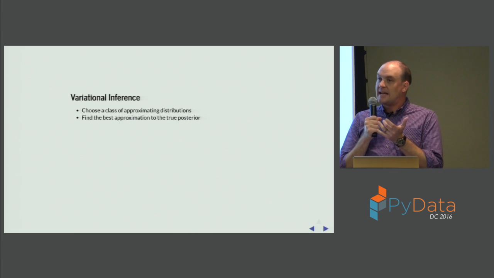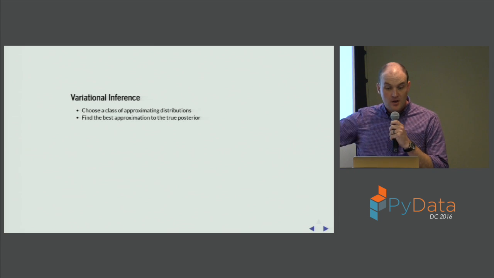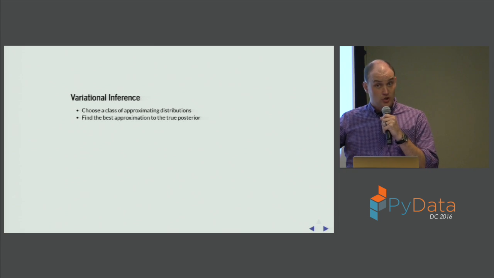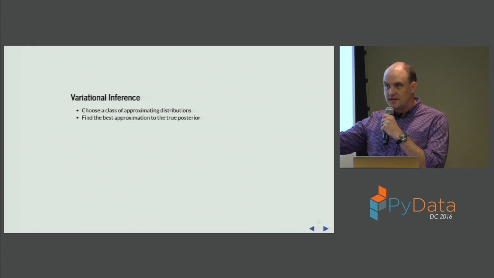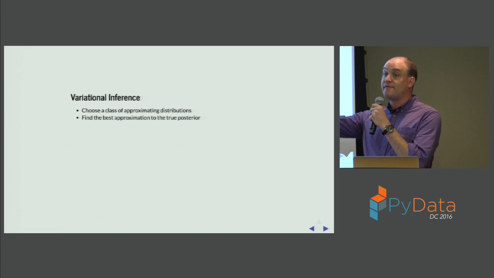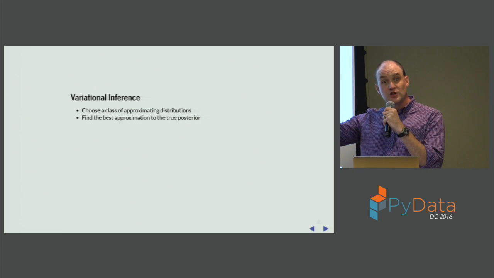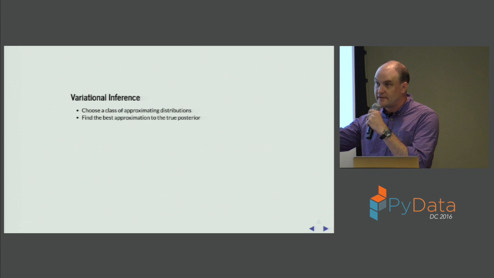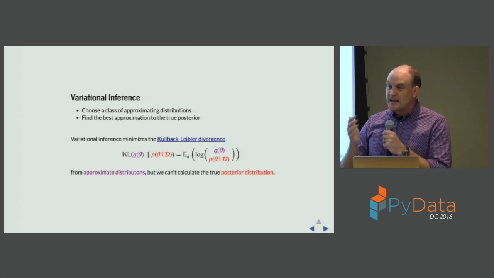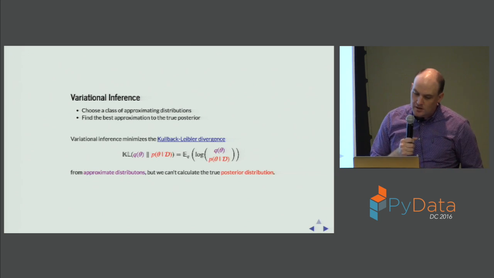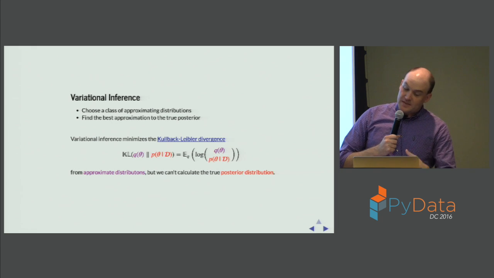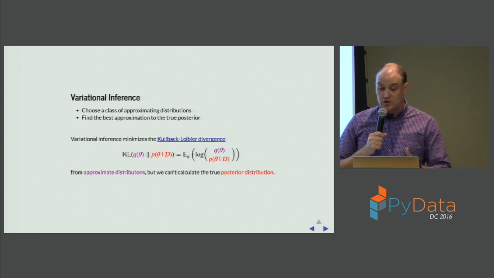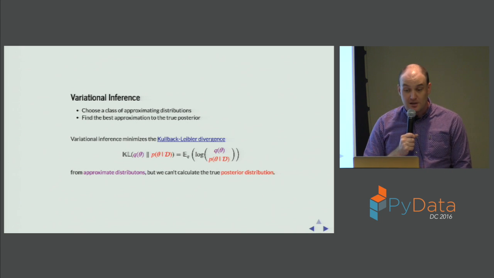So what's the basic idea of variational inference? Instead of trying to find the true posterior eventually, we choose a class of approximating distributions, and then we find the distribution in that class that's closest to the true posterior, okay? This is interesting and introduces some interesting trade-offs that we'll talk about in a second. On a technical level, it minimizes this Kullback-Leibler divergence from the approximate distributions Q to the true posterior that we can't actually compute, in red.